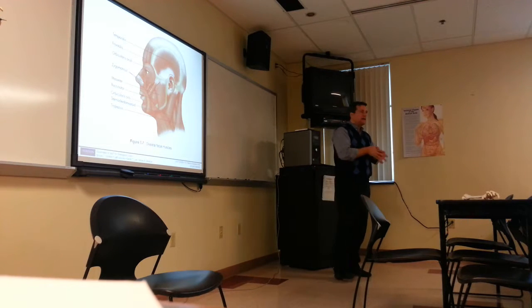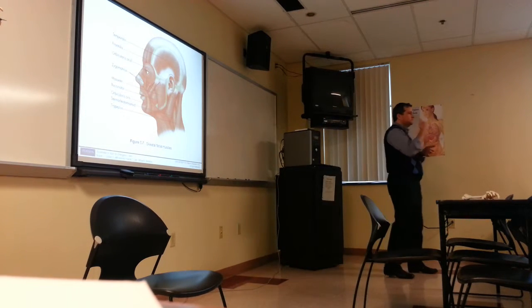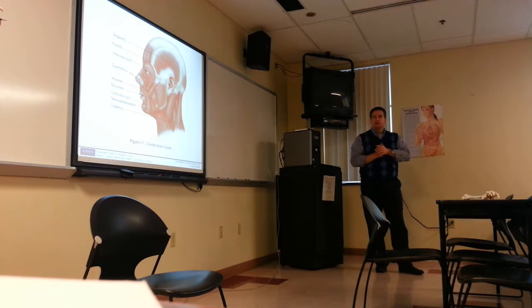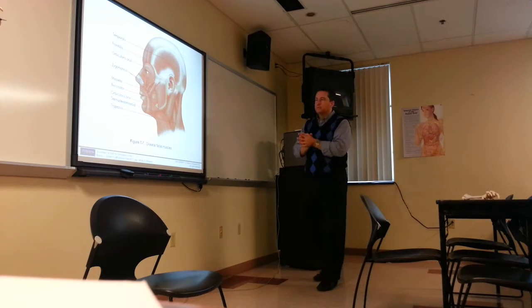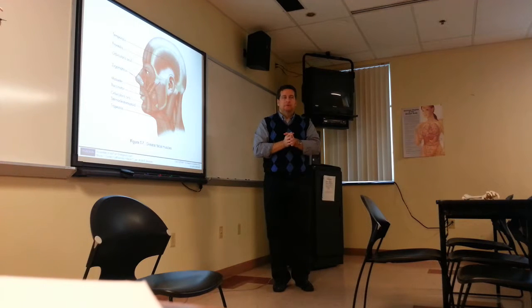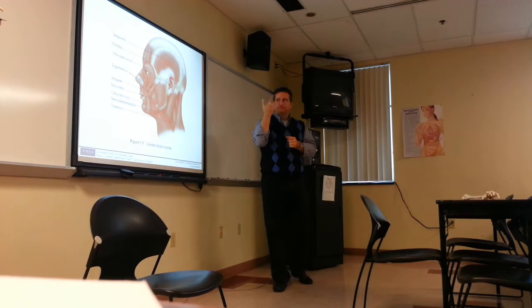The orbicularis oculi muscles around the eye are going to cause you to close your eyes or squint. These have nothing to do with eyeball movement. It's totally different. The extraocular muscles move the eyeball around. These are just for the space around it.